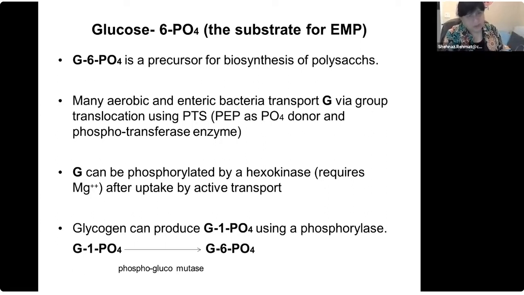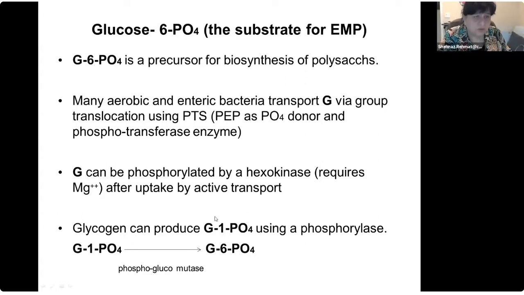That would be group translocation, where PEP will be the phosphate donor, using the phosphotransferase enzyme that we've shown you in the past. So glucose can already be phosphorylated when it enters the cell. If not, glucose can also be transported without being phosphorylated, and then it can be phosphorylated using hexokinase. This enzyme acts after the uptake. The big G is for glucose, okay? So this glucose can be phosphorylated afterwards, or it can be phosphorylated during the transport.